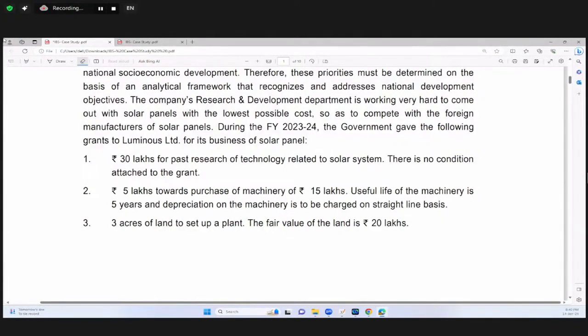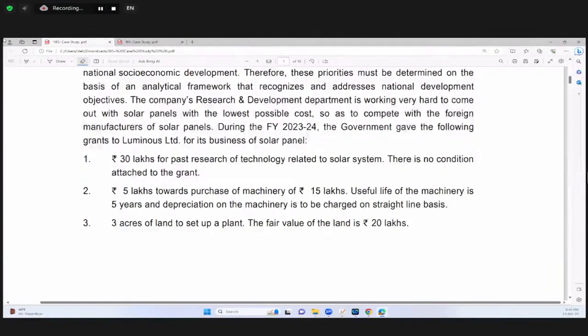If condition is attached to it and it is particularly related to fulfillment of conditions which is satisfied over the period of time, accounting will get different. If there is no condition attached, then accounting will be different. So we have to look into that, whether any condition is attached or not. And if any condition is attached, then what is the condition and in what duration period it will be satisfied. Accordingly, we have to account for that grant.